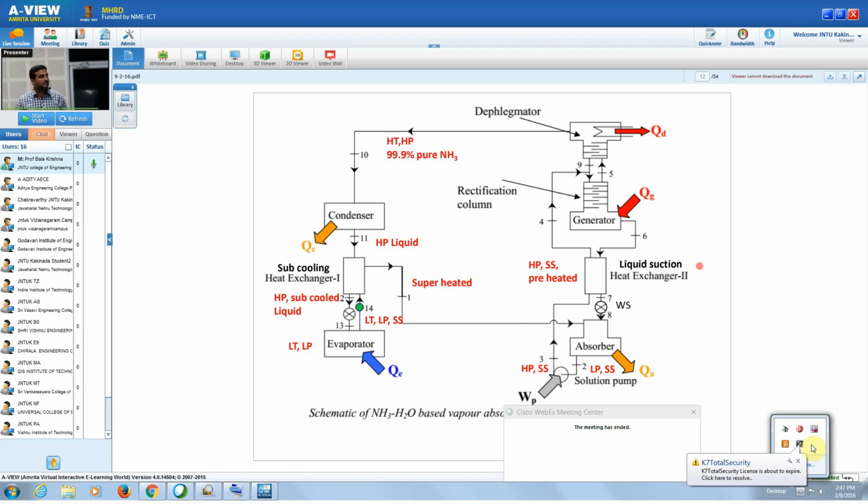In this system, the work input that we give is WP, given to the solution pump, and heat is given as an input in the generator. So these are the two inputs that we are giving. The heat rejected, QD, is rejected out into the atmosphere, and at the absorber also QA is the heat rejected out into the atmosphere. So this is the complete working of an NH3 water based vapor absorption refrigeration system.